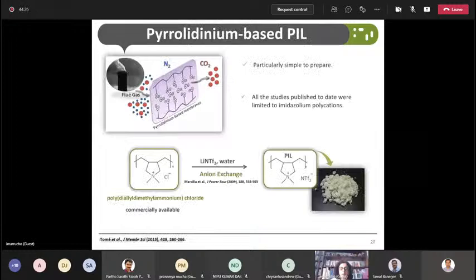Okay, so typically what we do is we buy a polyelectrolyte, like the polydiallyldimethylammonium chloride, and then we just exchange the anion with an anion that we know is CO2-philic, like for instance the NTf2. And this is the strategy that we are going to follow from now on. So just buy the polymer backbone and then use ionic liquids, salts with anions derived from ionic liquid, to do the anion exchange and to prepare the polymer.